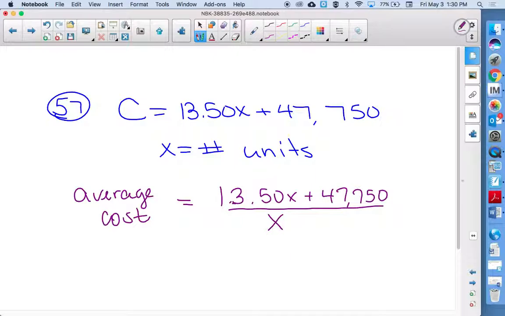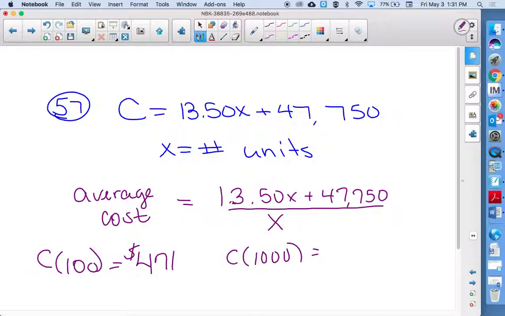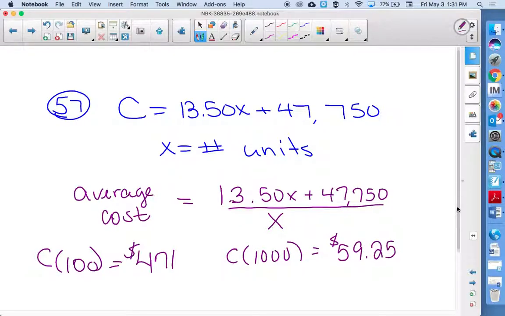Part B then said to plug in 100 and plug in 1,000 so that you can kind of see what's happening. And when you plug in 100 to that average function, so I want to figure out what the average cost for 100 units is, it was $471. But when you plug in 1,000, it becomes $59.25, I believe. So that's a pretty big difference.